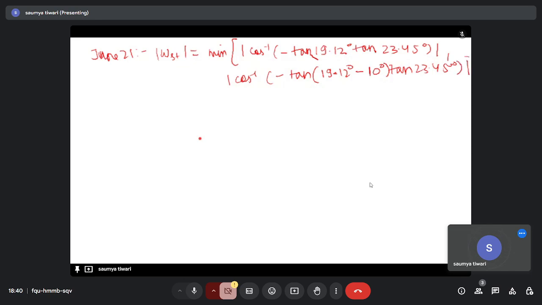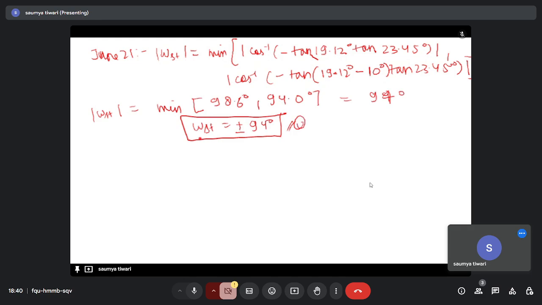Okay, if we solve this, you will get the minimum of either this; the first term will come to be 98.6 degree and the second term will be 94.0 degree. So the minimum of these two values is 94 degree, and omega st value will be, if you remove this mod, plus minus 94 degree. Okay, this is your final answer.